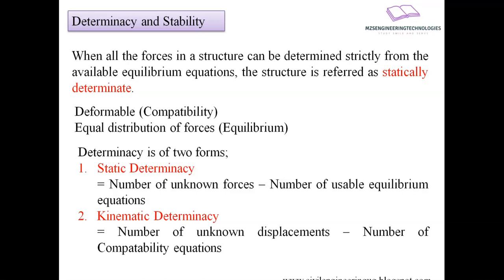First one is static determinacy, which is the difference between the number of unknown forces and the number of usable equilibrium equations. The second form is said to be kinematic determinacy, which is the difference between the number of unknown displacements and the number of available compatibility equations.